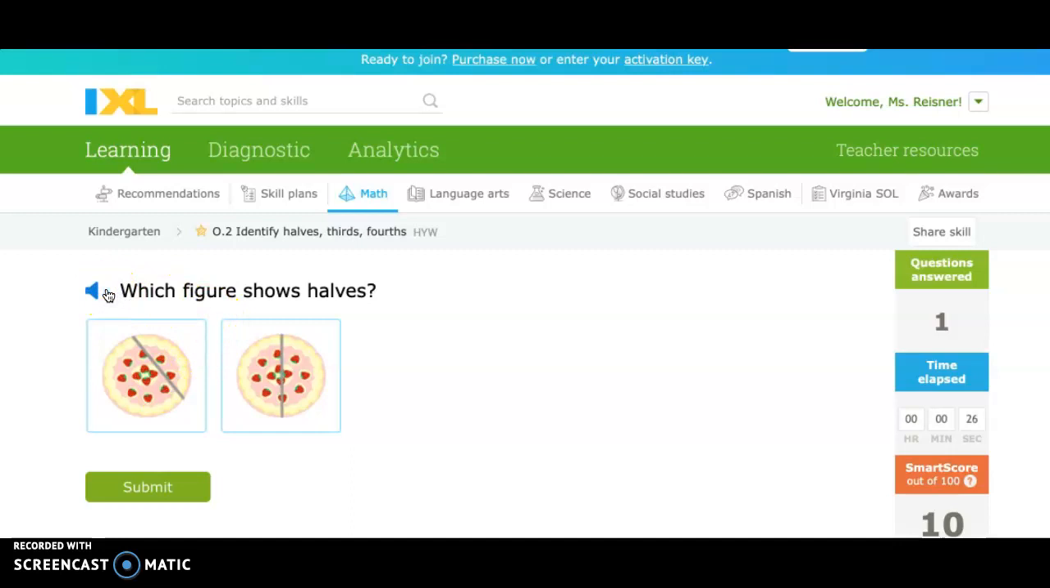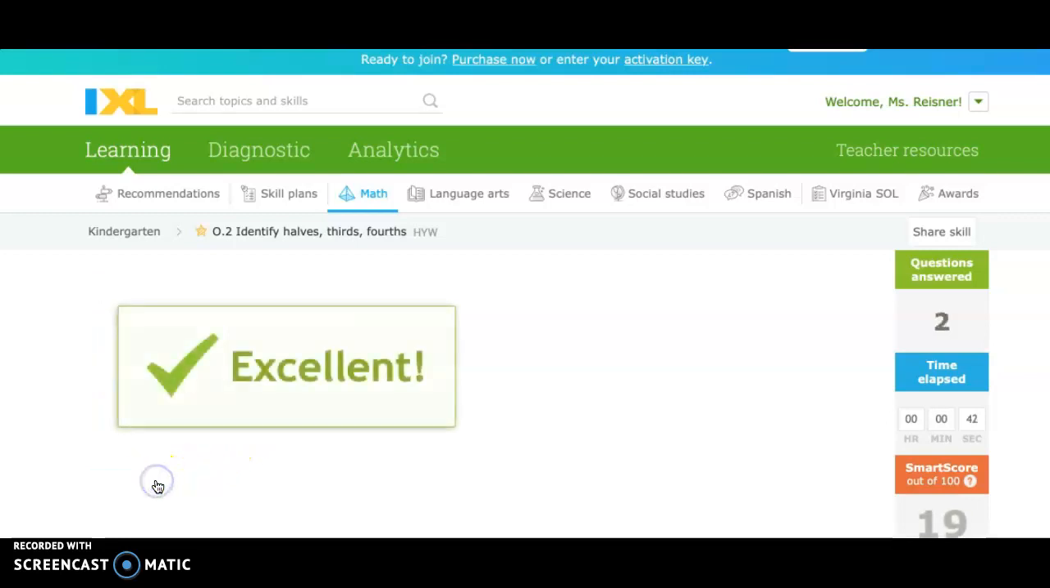Which figure shows halves? Halves is how many parts? 2, and they have to be equal. Is this side the same as that side? No. Does this look like the same as that? Yeah, so that's my halves.